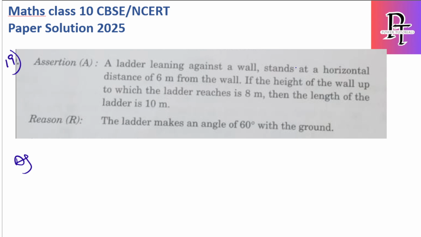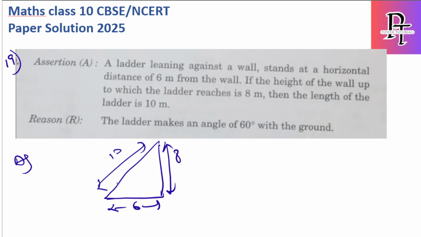A ladder leaning against a wall stands at a horizontal distance of 6 meters from the wall. Okay, we have a wall, we have a ladder which is 6 meters from the wall. The height of the ladder on the wall is 8. Then the length of the ladder is 10. Yes, definitely it should be 10. Why? Because of the Pythagoras theorem, root of 6 square plus 8 square, which is root of 36 plus 64, which is root of 100, which is nothing but 10.